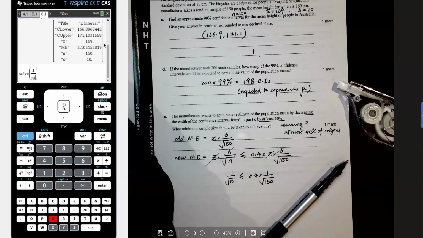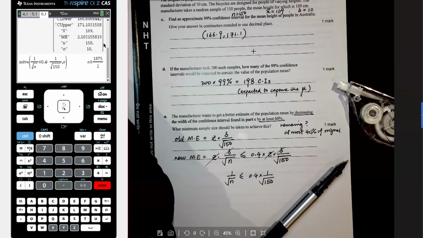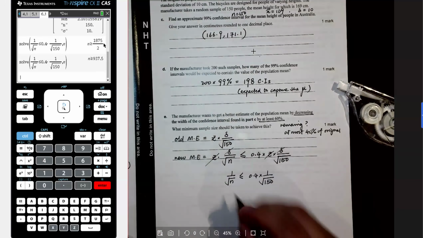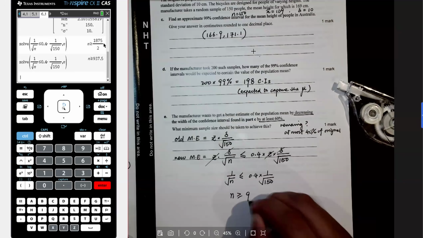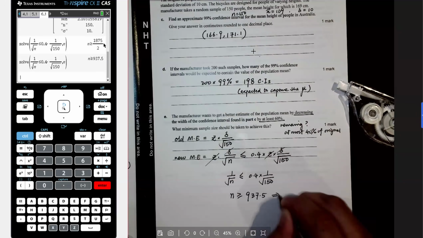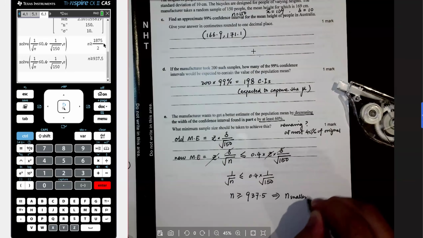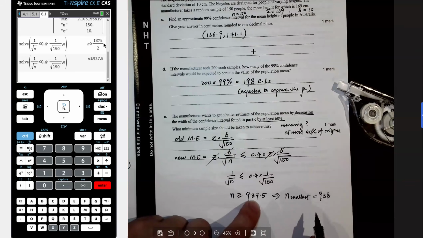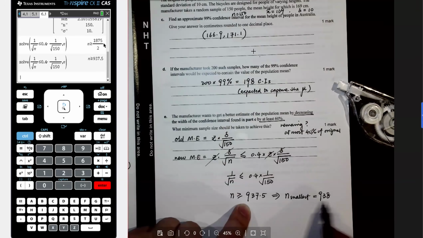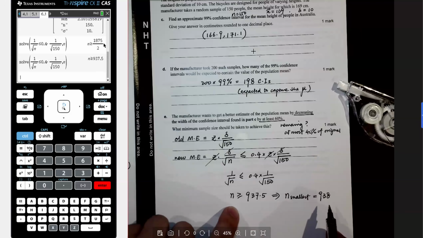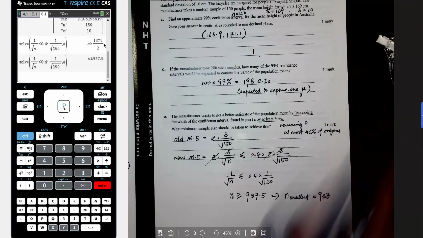Solve 1 over square root of n less than or equal to 0.4 times 1 over square root of 150, comma n. So you actually get n greater than or equal to 937.5, which means the smallest sample size should be 938. You can't take 937 because that does not lie within this inequality. You have to choose the minimum whole number value within this inequality. Okay.